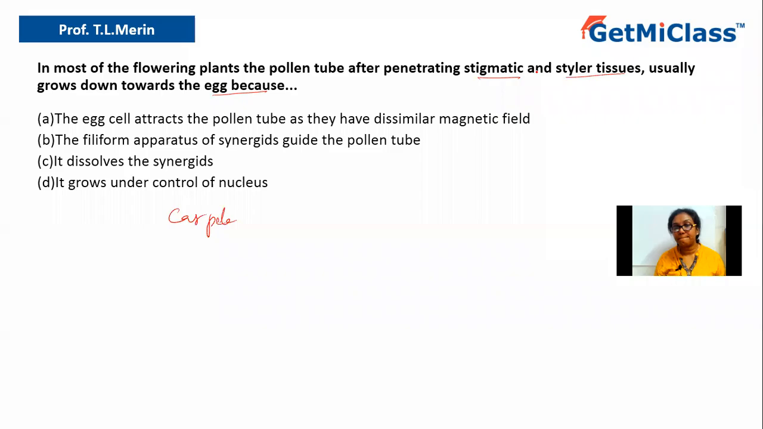What does this consist of? This consists of the stigma and the style, and of course it has a bulb-like structure which we call the ovary. Now this ovary, further inside, consists of the ovule, and within the ovule, here is the micropylar region. This is the opening of the ovule, the micropyle.